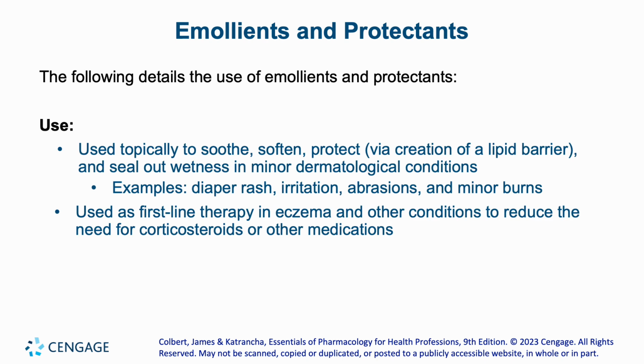Emollients and protectants. The following details the use of emollients and protectants. Use. Used topically to soothe, soften, protect via creation of a lipid barrier, and seal out wetness in minor dermatological conditions. Examples: diaper rash, irritation, abrasions, and minor burns. Think of something like Vaseline, so it's like a thick ointment that is covering the skin and creating a lipid barrier so that more moisture and liquid cannot get into the open and irritated area. Emollients and protectants are also used as first-line therapy in eczema and other conditions to reduce the need for corticosteroids or other medications.